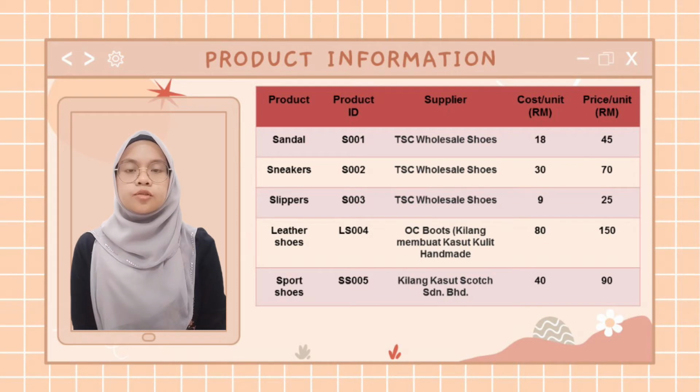Next, we will go through our company product information. This is the list of our company products. First is sandal, second is sneakers, third is slippers, fourth is leather shoes, and lastly sport shoes.